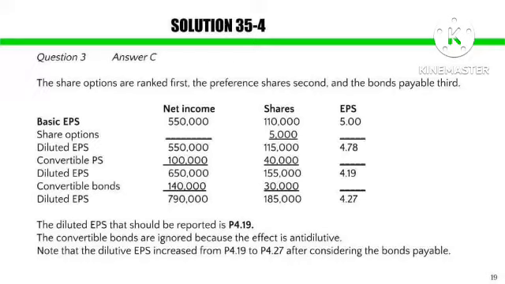Kasi from 4.19, nagkaroon siya ng increase from 4.19 to 4.27 after considering the bonds payable. Ang effect nun, kapag nag-increase yung earnings per share is magiging anti-dilutive siya. So, the amount that should be reported as diluted earnings per share is 4.19. It's after the conversion of the preference share.